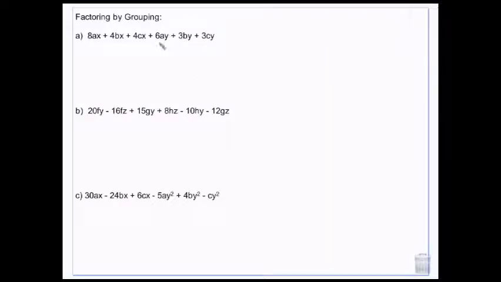Grouping. Okay, I have 1, 2, 3, 4, 5, 6 terms. I cannot do this any other way other than grouping because it has 4 or more terms. So I want to put things together based on what they have in common. And in this case, it's already done for us. These all have a 4 and an x in common, and these all have a 3 and a y. So I have 2 groups.